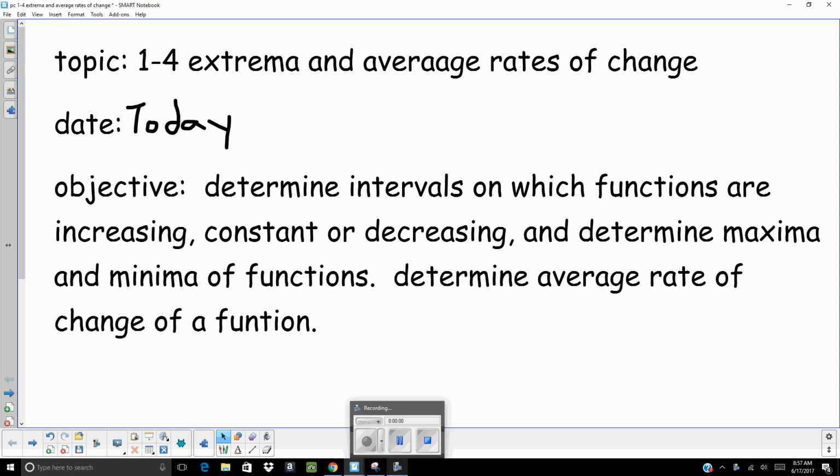All right, today we are doing 1-4 in pre-cal, which is Extrema and average rate of change. Our objective is to determine intervals on which functions are increasing, constant, or decreasing, determine maxima and minima of functions, and determine average rate of change of functions. So we've got a lot going on today.